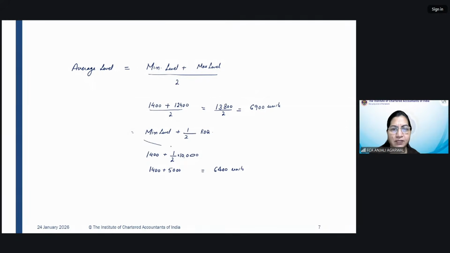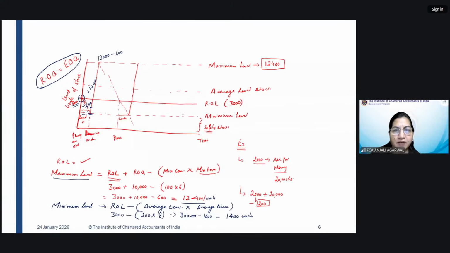This formula implies that in your stocks, the minimum level will always remain. Okay, this is the minimum level. You will always be at this level. And at this point, when you receive the 10,000 units here, on an average 10,000 is consumed. So on an average, 10,000 consumed from this level to this level. So this will be on an average 5,000 held. So 5,000 plus minimum level is your average level.